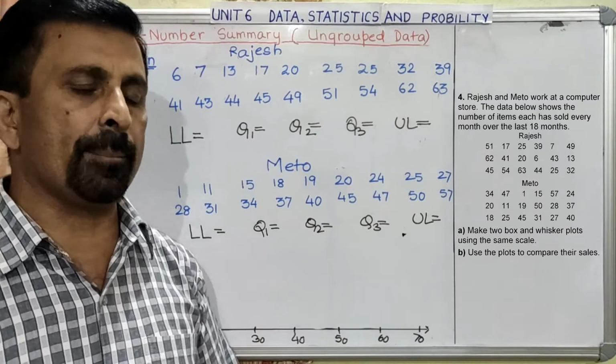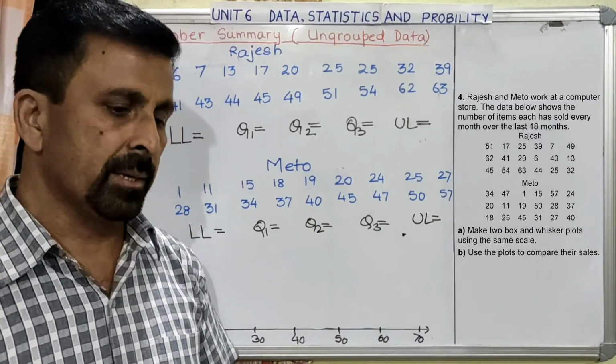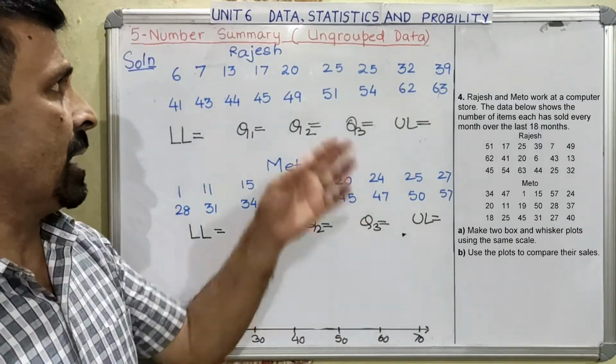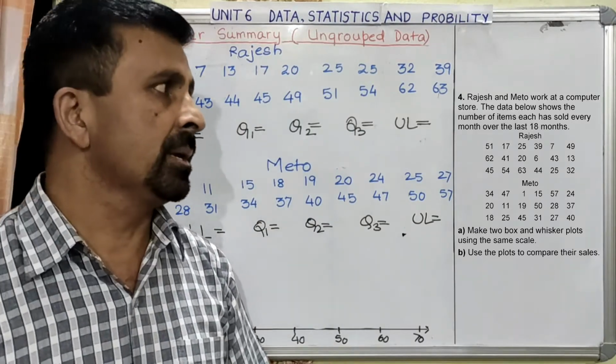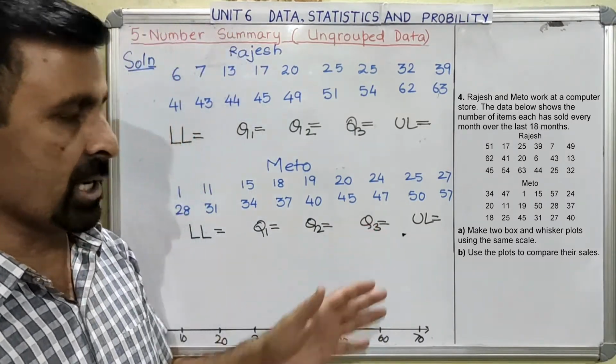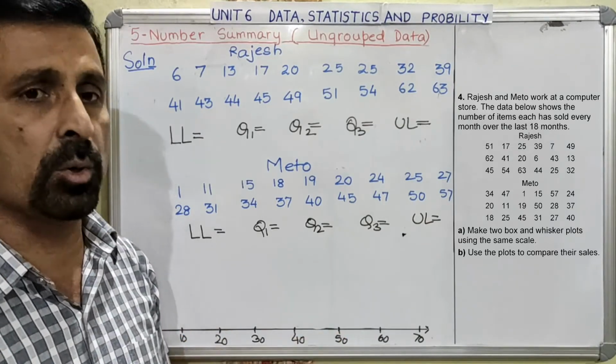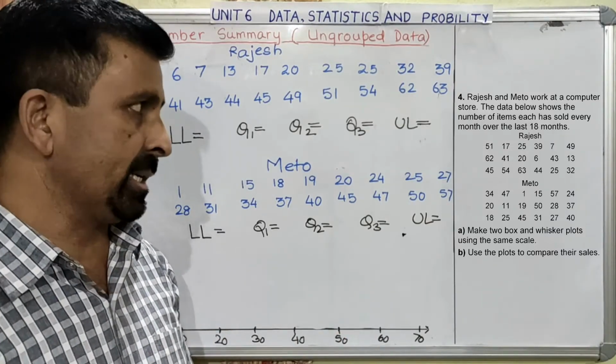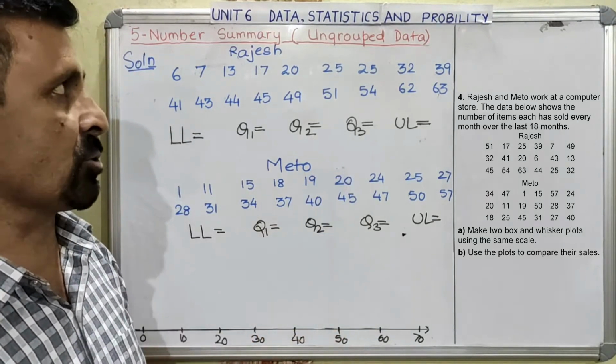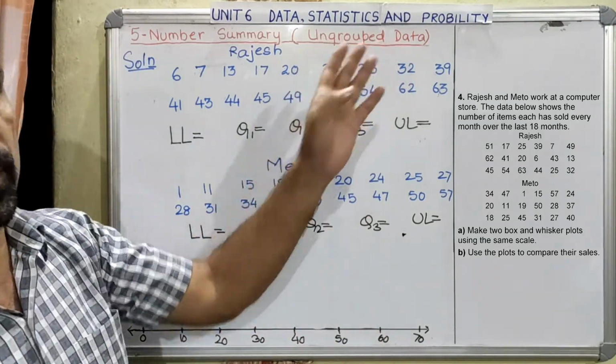This is also an example of ungrouped data, right? In this series, under this topic, this is the third question. By this question, you should be able to understand and be able to solve the questions, right? So in the sequence, this is the last question for ungrouped data.